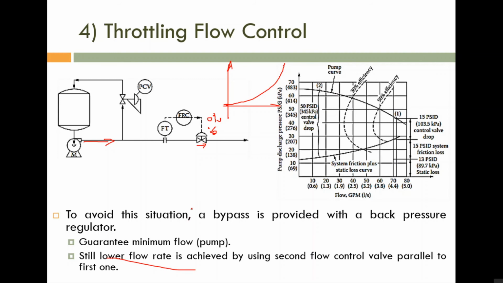Anyway, the main advantage is that a pump can pump a minimum liquid even if the valve is fully closed. That is the advantage of this recirculation line. So that is the throttling flow controller.